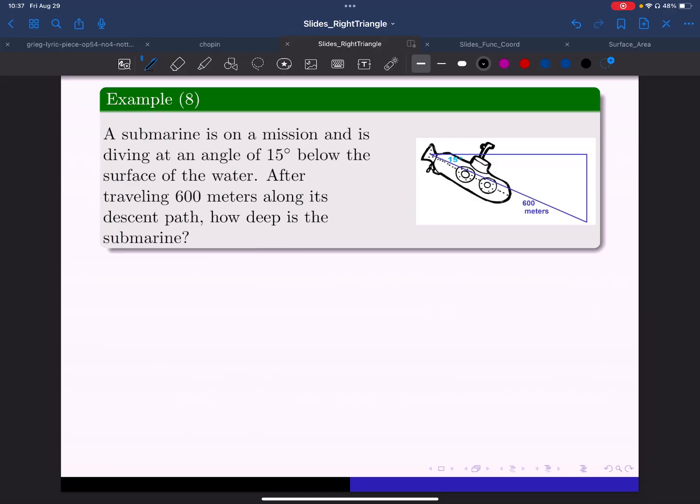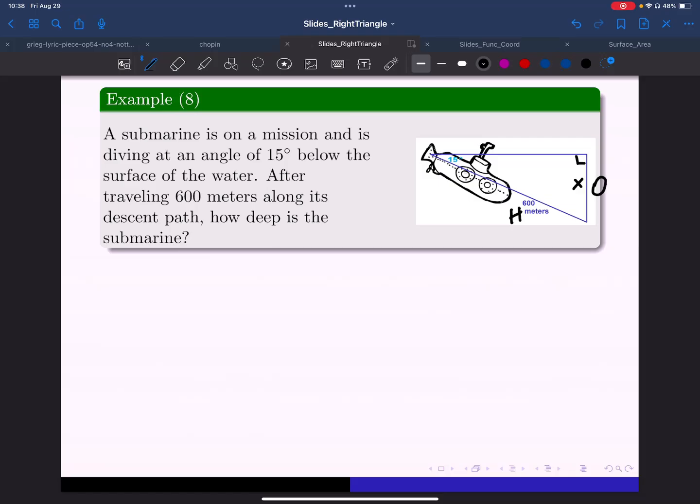So we have the right triangle. Here's my right angle. We are asking for this side. This part we have 600 meters and the angle we have 15. So we need to label which side is given. The side opposite the right angle and the longest side in the right triangle is always the hypotenuse. So this is my hypotenuse. Then this side is opposite the angle, so this side would be my opposite.